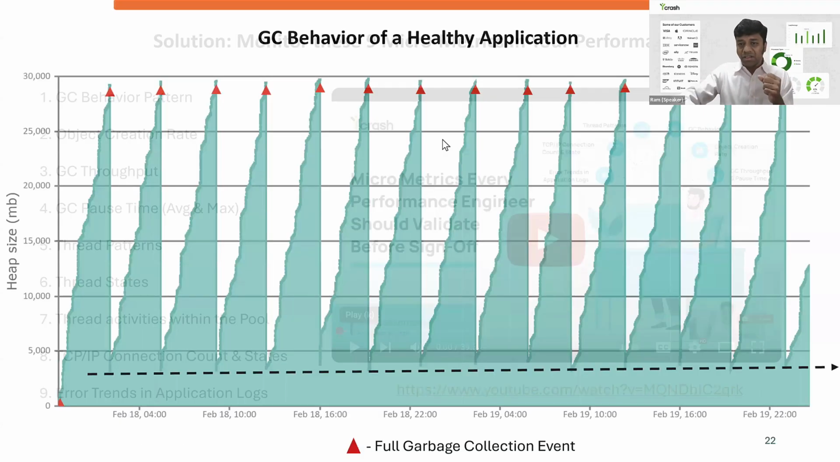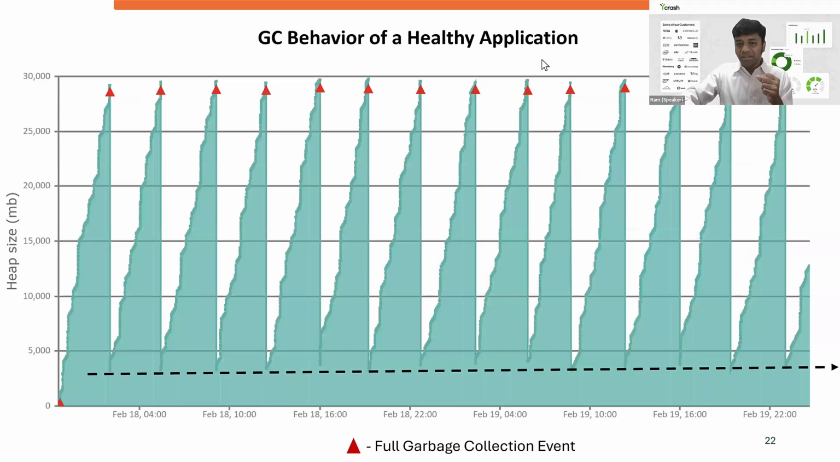Let's look into this. See, friends, this is a GC behavior, a garbage collection behavior, of a healthy application. Why do I say healthy application? You can see the requests are coming, the memory is building up. When a full garbage collection event runs, the memory drops all the way to the bottom. And once again, the requests come, the memory builds up, and a full garbage collection event runs, the memory drops all the way to the bottom.